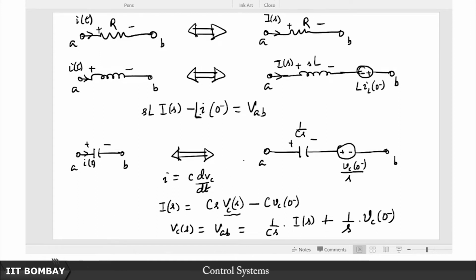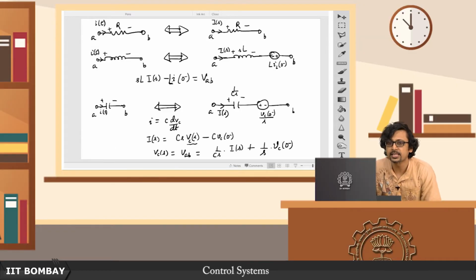Remember, very important, this is basically I(s). So remember that here, for instance, this IL(0-) need not be flowing in the same direction as I(s). If IL(0-) is flowing in the same direction as I(s), then this appears with a positive sign and the same polarity. On the other hand, if IL(0-) were flowing in a different direction, then you will have to reverse this polarity. So this is with the assumption that IL(0-) is flowing in the same direction.